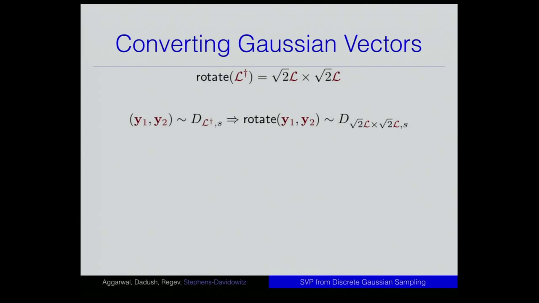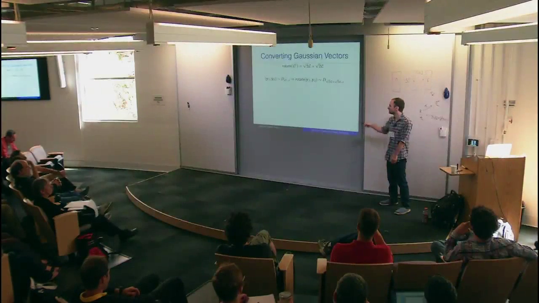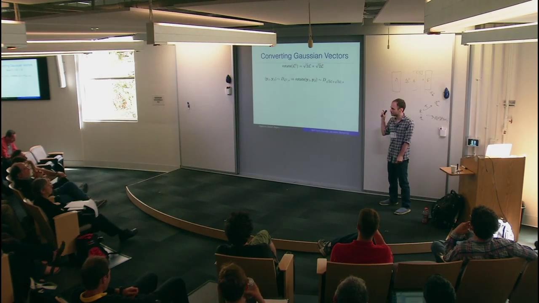So why is this helpful? This means that if I sample y1 and y2 from this L dagger... Say what the algorithm is? No, I'm showing you that this conditional distribution is right, and then I'm going to show you how to sample from it.